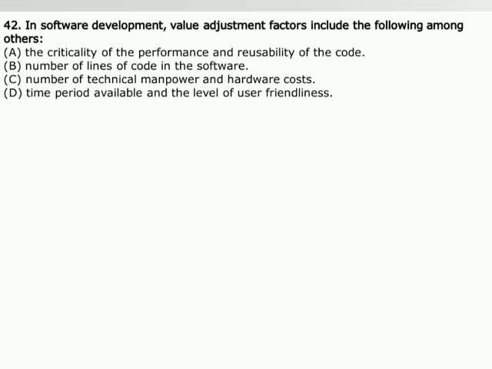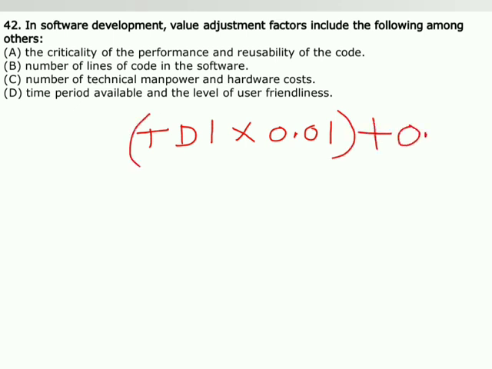In software development, value adjustment factors include the following among others. The value adjustment factor is equal to TDI into 0.01 plus 0.65. So this is the formula of the value adjustment factor. Here TDI stands for total degree of influence, which is the sum of values of the general system characteristics.